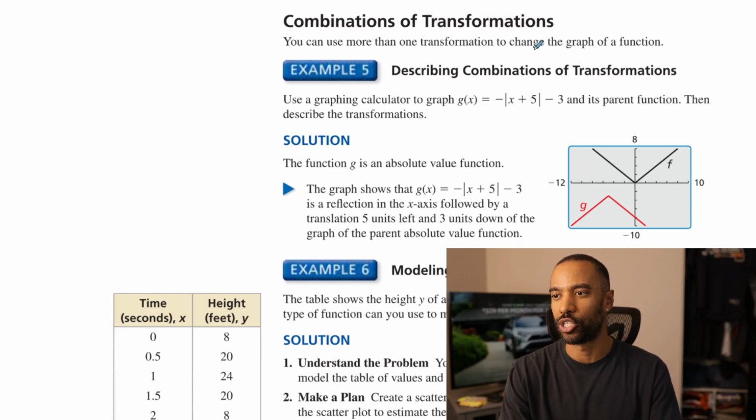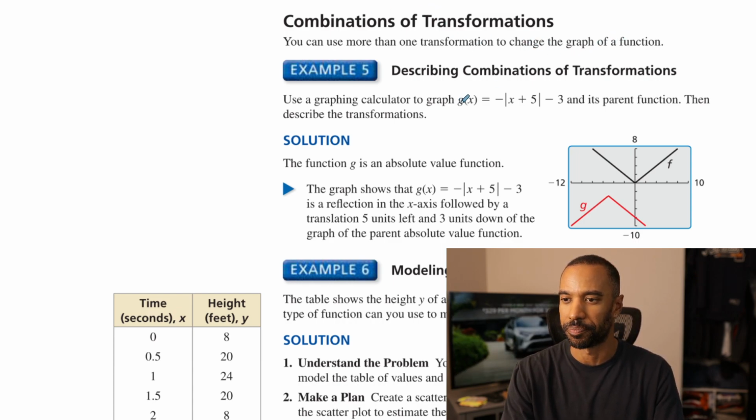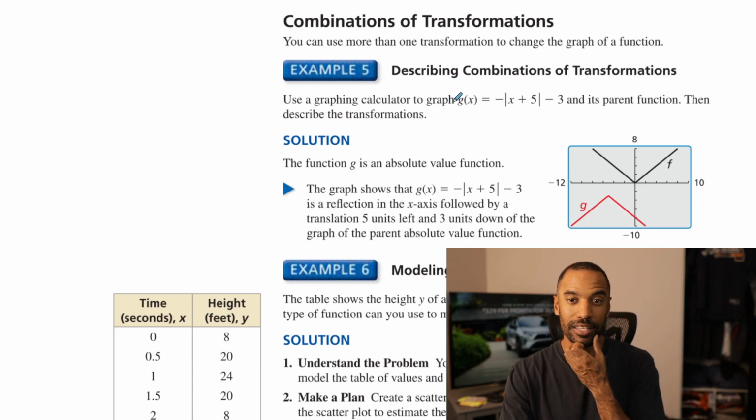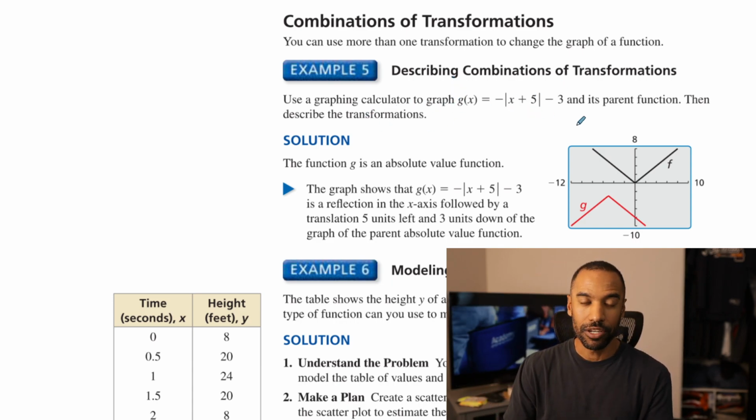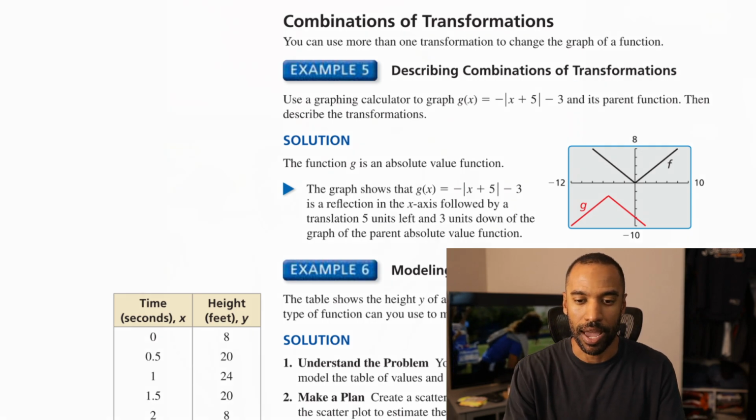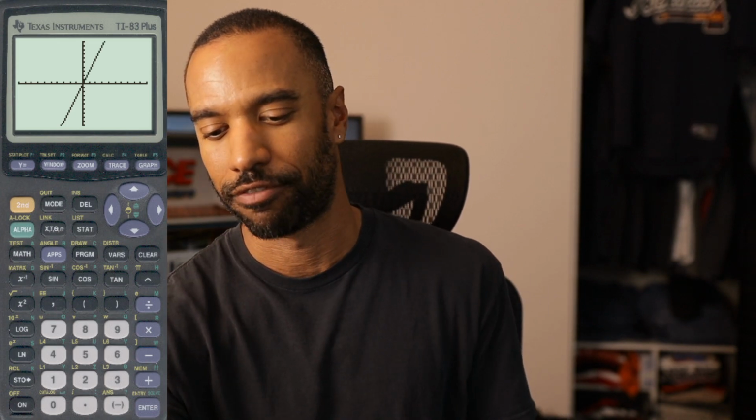You can use more than one transformation to change the graph of a function. Now, this is interesting. This is where they say use a graphing calculator. We can use a graphing calculator. I have one ready. I don't plan on using it for it, but use a graphing calculator. We can go here, y equals, and 3x, and hey, it graphs it and such. Not everyone has a graphing calculator on hand though, and I know how to graph them without one.